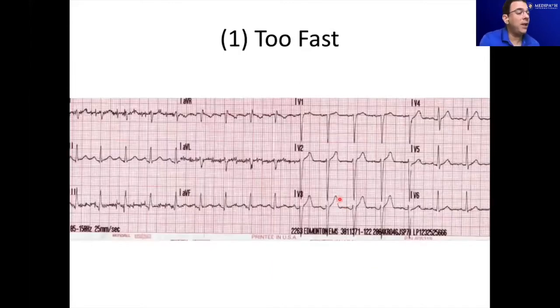Okay, so two fast rhythms. When I look at it, I'm going to say, is this regular or irregular? The QRS complexes come at the same regular rate, so it's regular. And then I'm going to decide, are the P waves consistent?